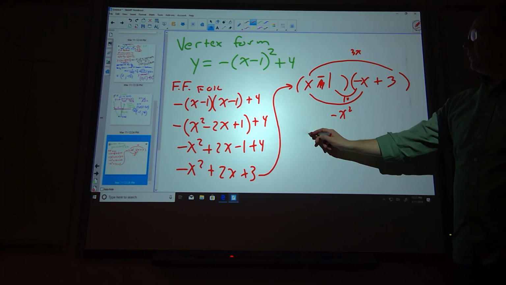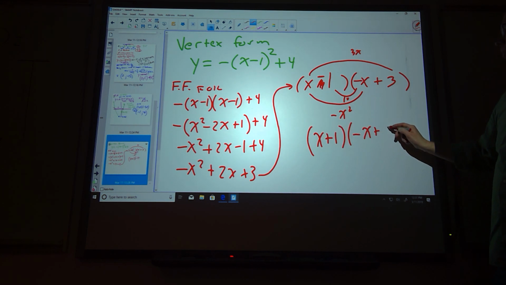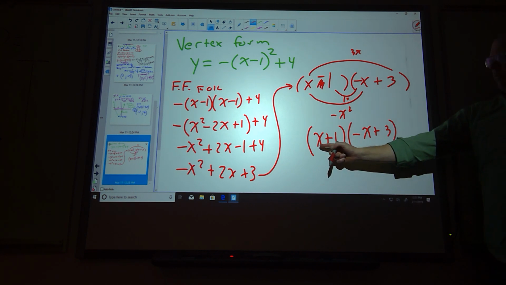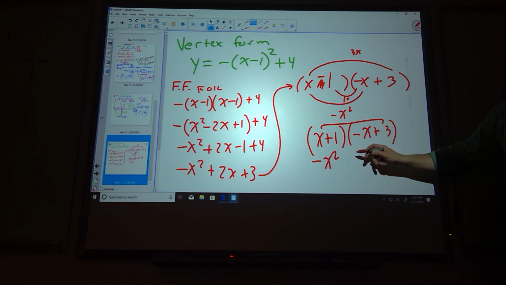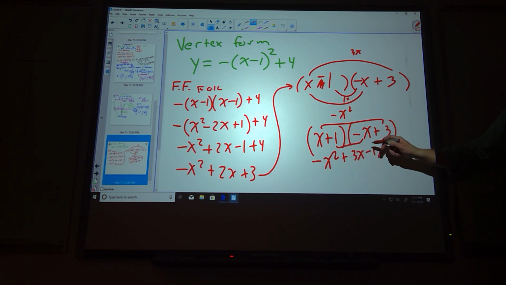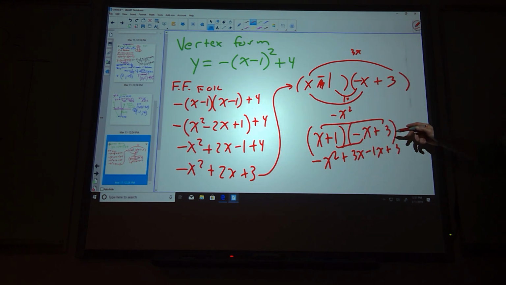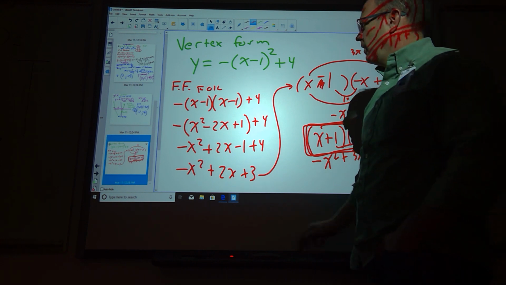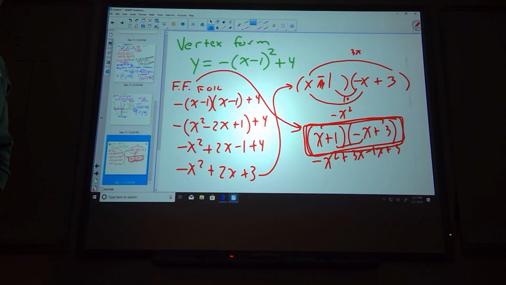What about this? What if this was x plus 1 and negative x plus 3? Let's see if that works. X times negative x squared, plus 3x, minus 1x, plus 3. Hey, is that the factored version? Yeah. Oh, cool. So this right here is my factored form. That's the factored form. That's kind of nasty, though.